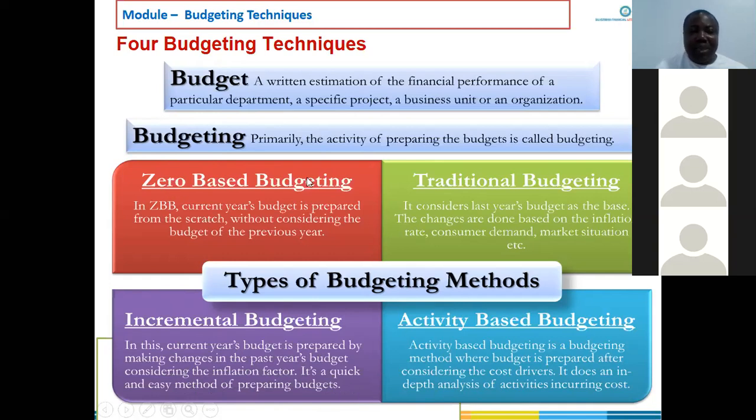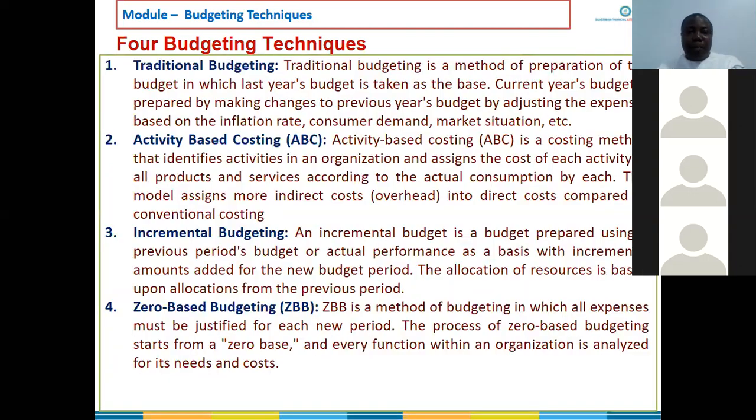Then we have zero-based budgeting, ZBB. The current year's budget is prepared from scratch without considering the budget of the previous year. So these are the 4 budgeting techniques, but we will look at the details over here, the explanation over here. I think this will help us.